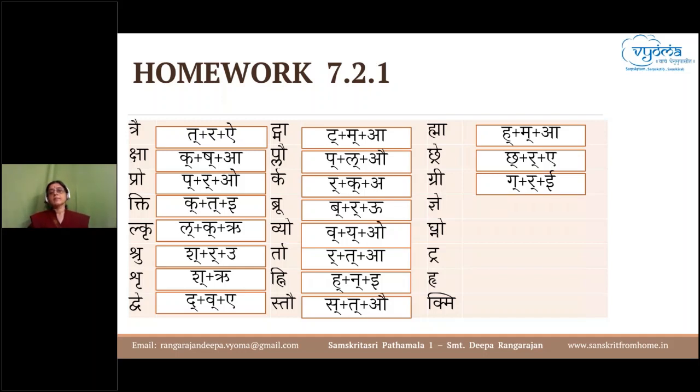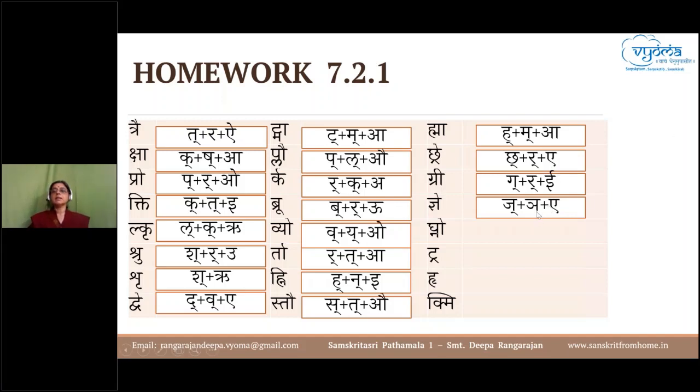Nya. Nyakara plus... Can you see the slanting line above? It has a slanting line on the top. That is not Repha. That is Ekara, the addition of A. Nya plus Ekara. So what are the letters that have gone into this? Jakara, Nyakara. Very good. J plus Jakara plus Nya plus A.